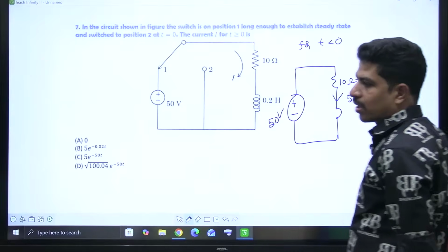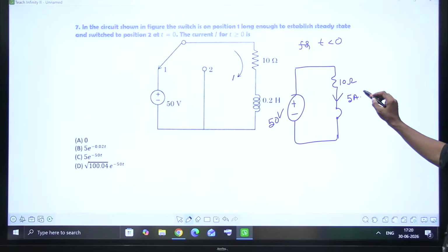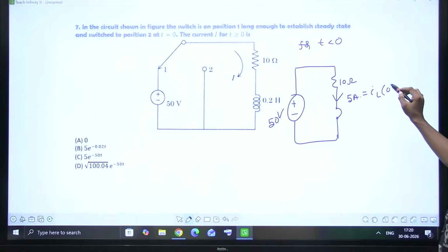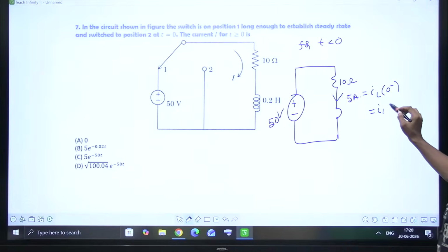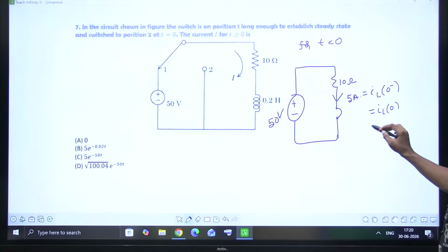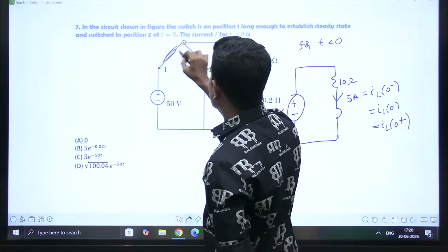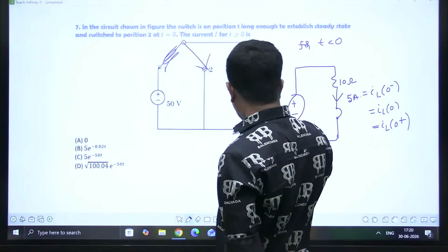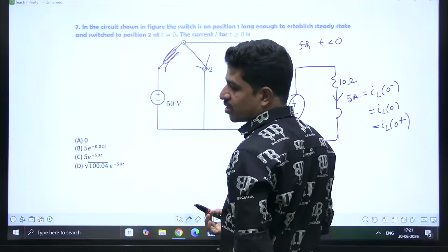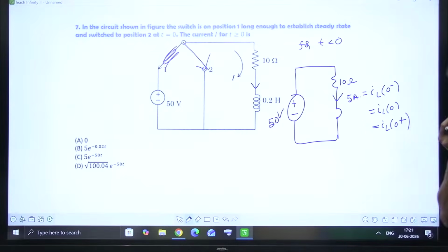How much is it? Current is 5 amperes. This is IL of 0 minus, which is equal to IL of 0, which is equal to IL of 0 plus. Sir, why? Inductor does not allow sudden change in its current. Now that the switch position is changed to here, no more switch here, right? Now this current cannot change its direction immediately. Current cannot change its value suddenly.